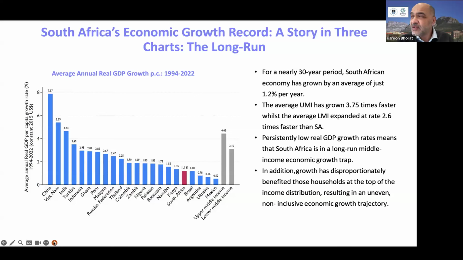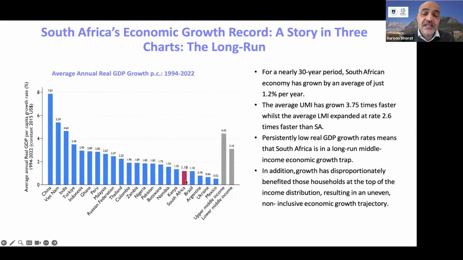The first chart is probably the one you've seen before. It lines up South Africa against a whole series of emerging markets, and asks: let's take the post-democratic period, 94 to 2022, and what is South Africa's average annual GDP growth rate on a per capita basis for these 30 years, compared to other emerging markets? I'm not interested in advanced countries. I only want to look at countries at a similar stage of development as us, so mainly middle-income countries from Colombia to Peru, Malaysia, Turkey, and so on.